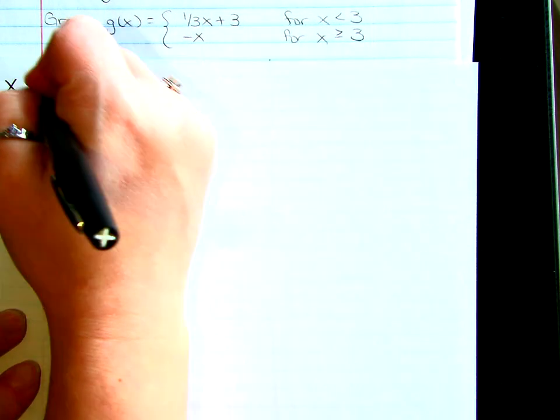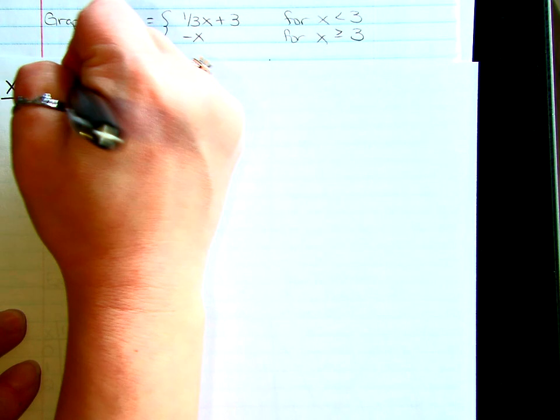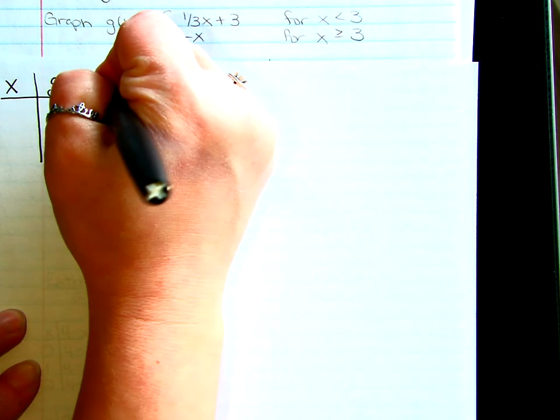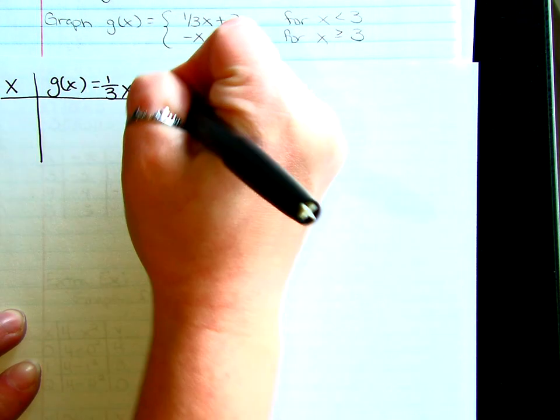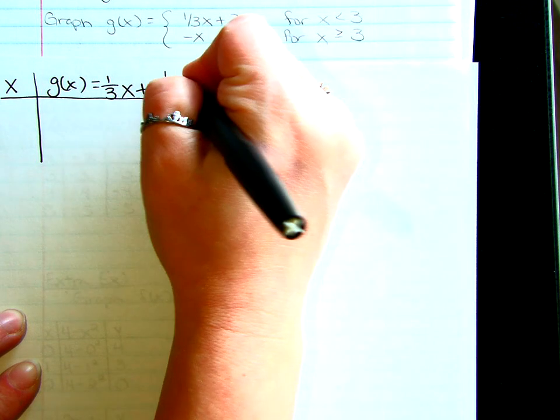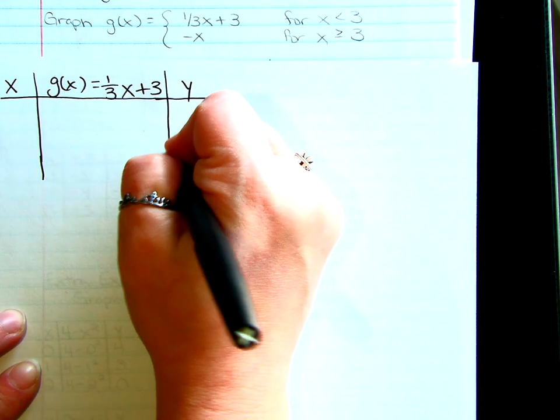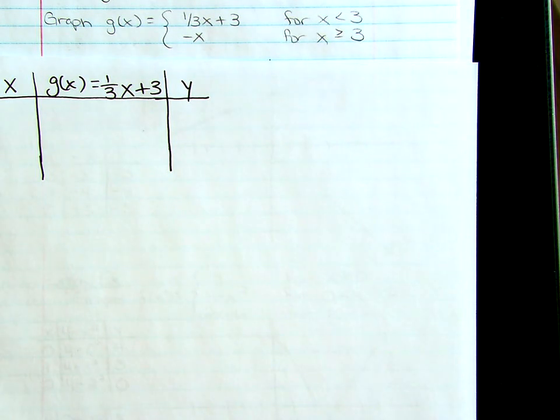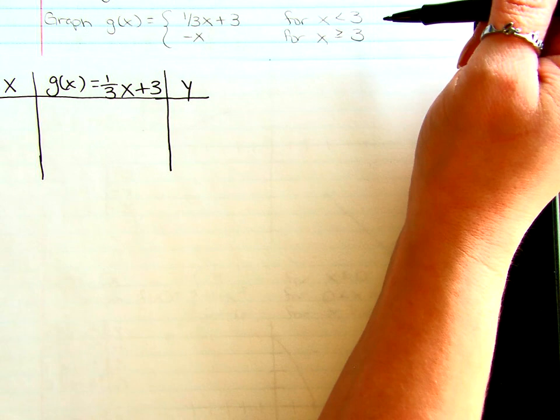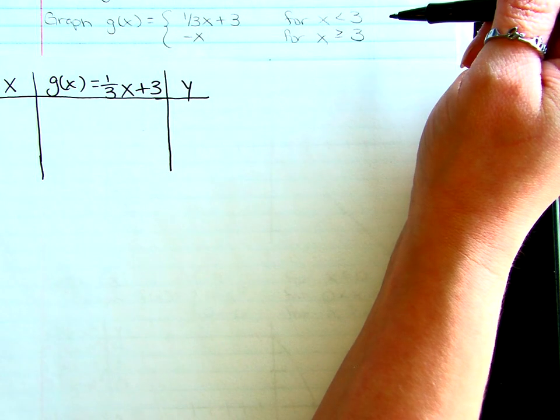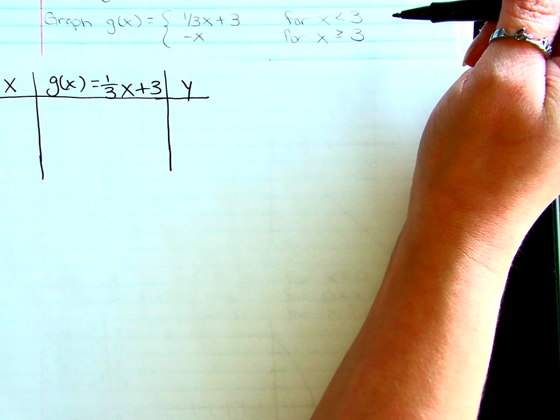G of x, I'm looking at the top function, is 1/3 x plus 3. And then we have our y. Now I told you that you can use whatever x's you want to. When it comes to piecewise, you have to limit it to what they tell you. So x has to be less than 3. So when I pick my x's to plug into this function, I need to pick x's that are less than 3.